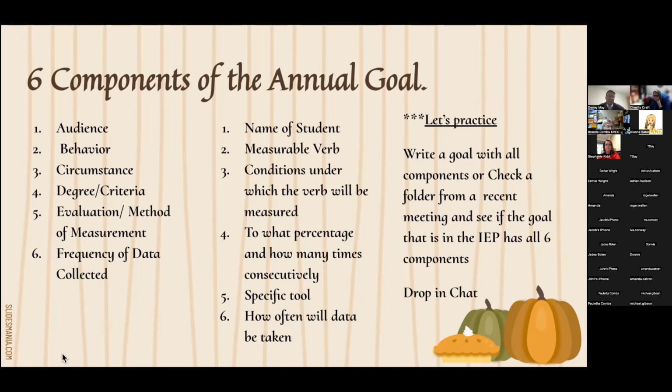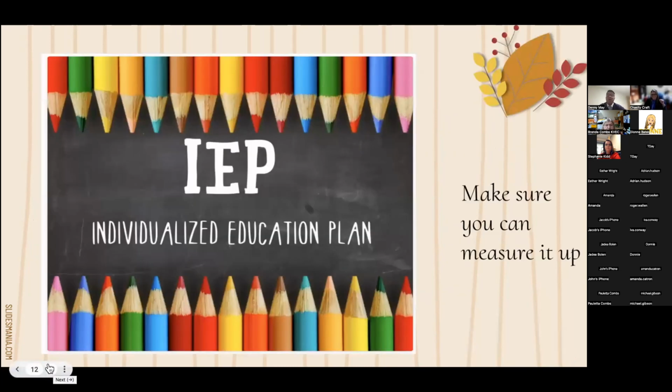And that leads me to the last piece here. Always remember to make your goal measurable. You can write it with 6 components, but if it's not measurable, it's not going to be worth the paper it's written on, because you can't progress monitor something that you can't turn into a number. So keep that in mind.